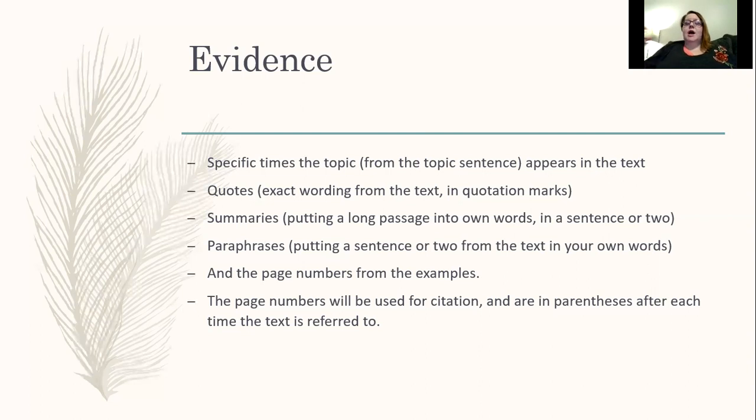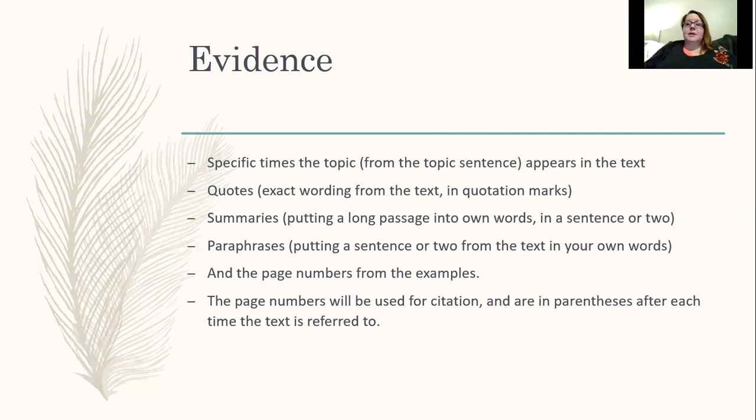Summaries are when you take a long passage and you put it into your own words in a sentence or 2. So let's say I want to talk about something that happens over like 3 or 4 pages. I'm talking about a hospital stay or something like that. But I really just want to talk about the main ideas. I would just summarize the main ideas in my own words. Or I can paraphrase, which is when I take a sentence or 2 from the text and I put it in my own words, and it's roughly the same length as it was in the original text. I just wanted to use my words.